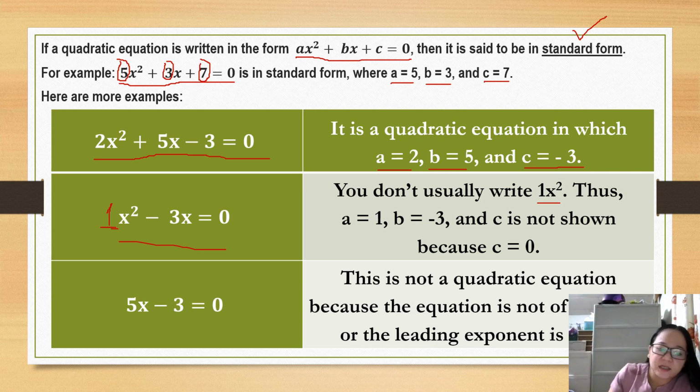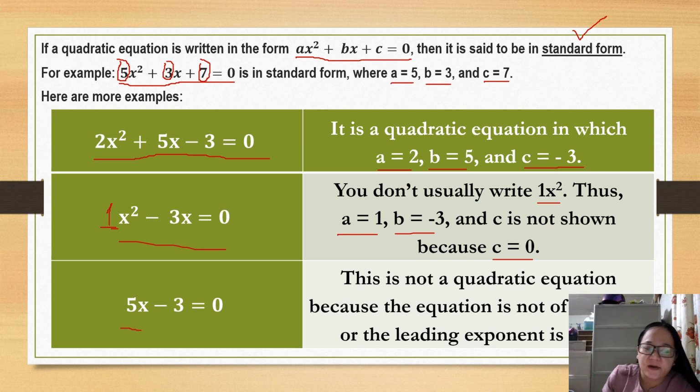The coefficient is 1. Therefore, A is equal to 1, B is equal to negative 3, and since C is not shown in the quadratic equation, it only means that C is equal to 0.